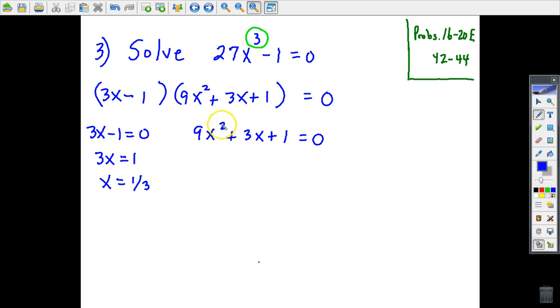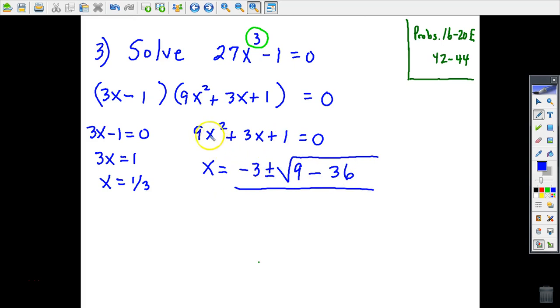Now this is a quadratic equation. It can't be factored because there are no factors of 9x squared that add up to 3x. So I'm going to use the quadratic formula. So using the quadratic formula here, I get the opposite of b plus or minus the square root of b squared minus 4 times a, which is 9, times 1, that would be minus 36, all over 2 times a, which is 18.